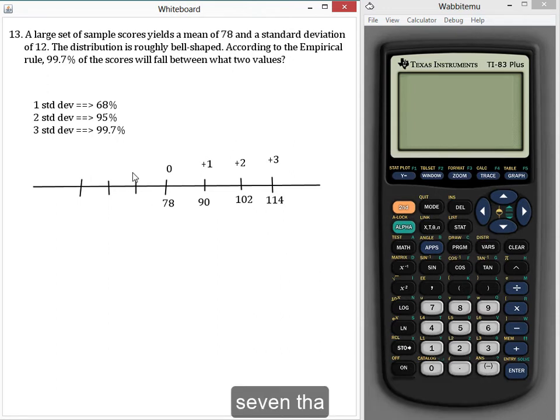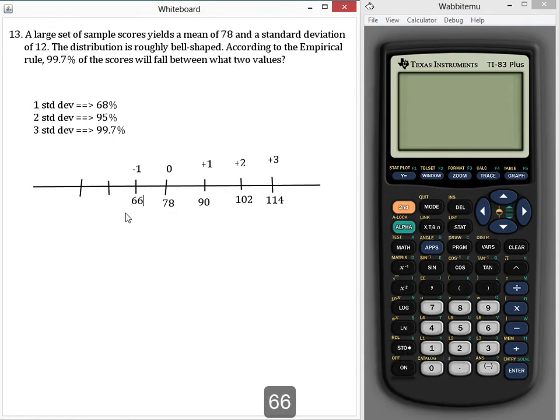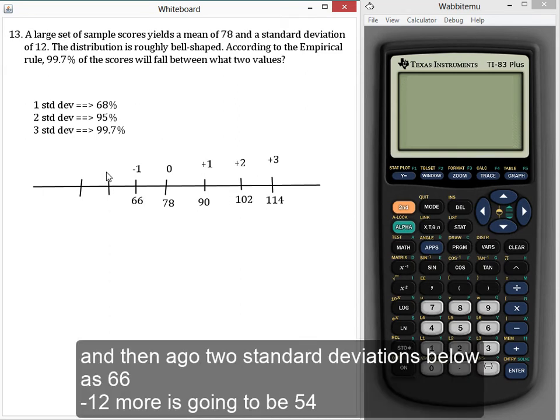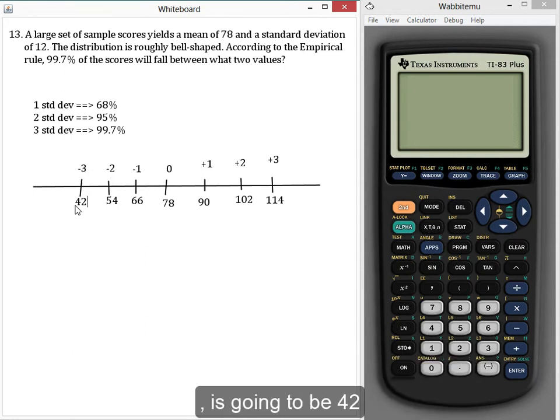Okay, now go in the other direction, one standard deviation below, so I would take the mean of 78 minus 12, and that's going to give me 66. And then if I go two standard deviations below, take 66 minus 12 more, so that's going to be 54. And then three standard deviations below is going to be 42.